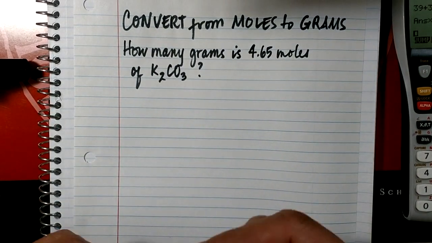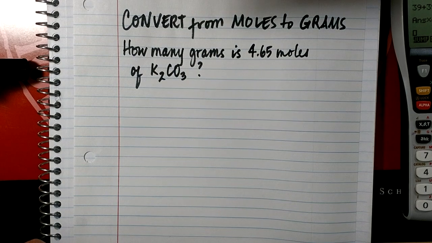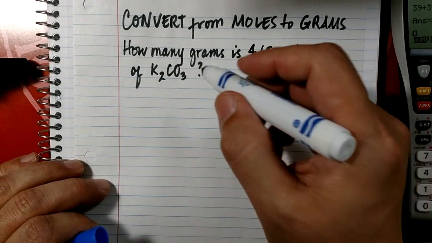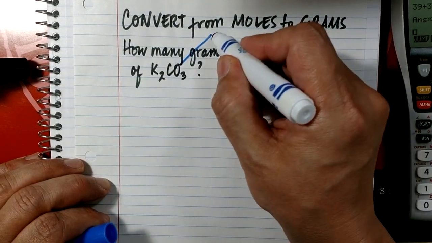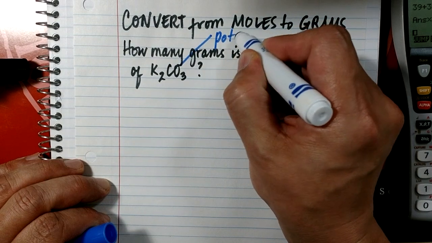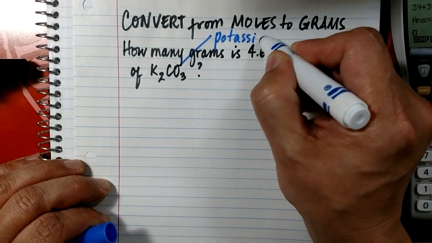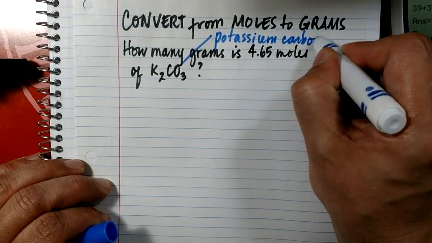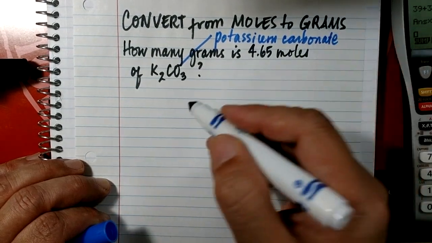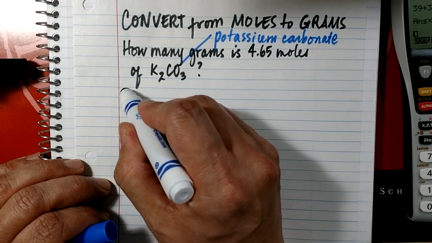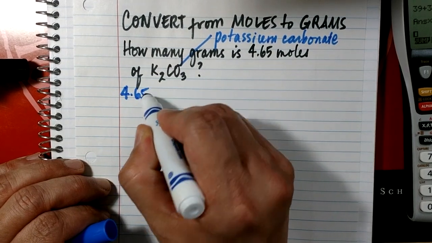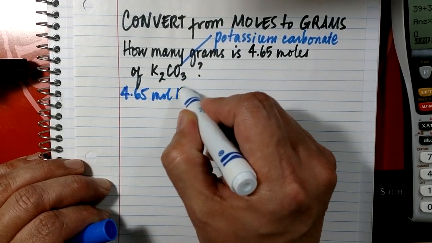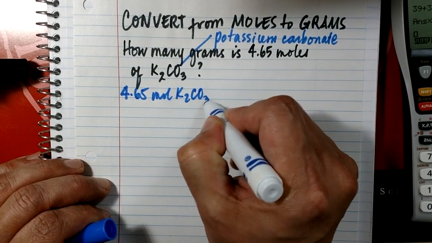Let's stop calling that K2CO3. This is a good time to review how to name compounds like this. And this is certainly an ionic compound. And this substance is called potassium carbonate. So now we can just say potassium carbonate. All right, now that we know that, we write the given 4.65 moles of potassium carbonate.